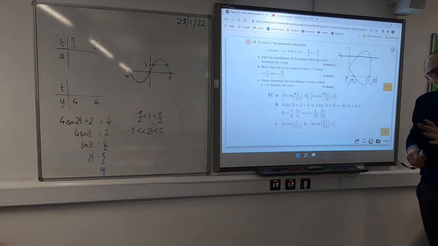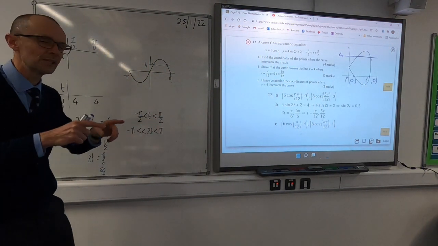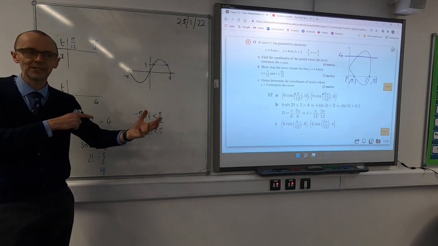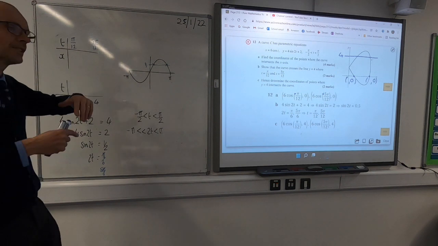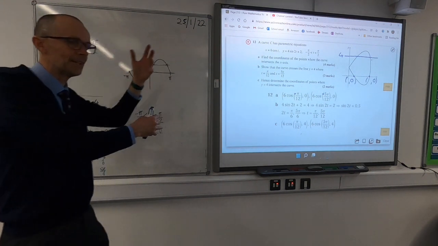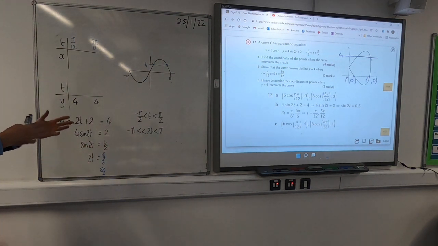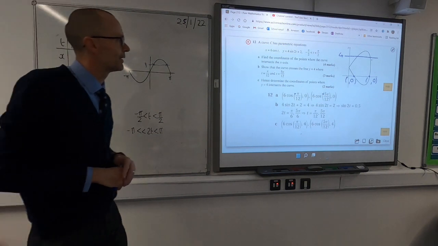But the pattern of solving that problem revolved around finding the value of t, using one bit of information to find the value of t, and then using that same value of t to work out the second half. So sometimes we know a value of x, so we use that to work out the value of t and then sub that in to work out the value of y. Here we knew the value of y, we worked out the value of t, and subbed that in to work out the value of x.